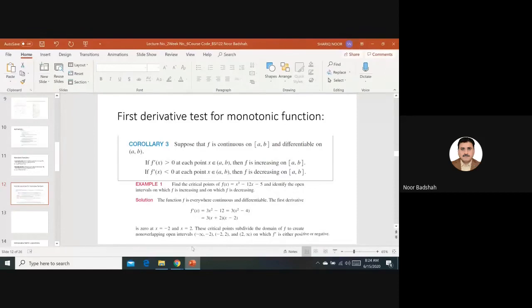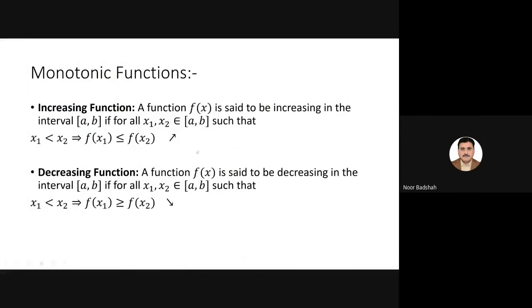Checking monotonicity of a function using this definition is not that easy to do. This is the basic definition used for increasing and decreasing functions, because it's for all x1, x2 in that interval. There will be infinite real numbers between two numbers a and b, so it is not possible to check it for every possible value in a, b such that x1 is less than x2 implies f of x1 is less than or equal to f of x2.